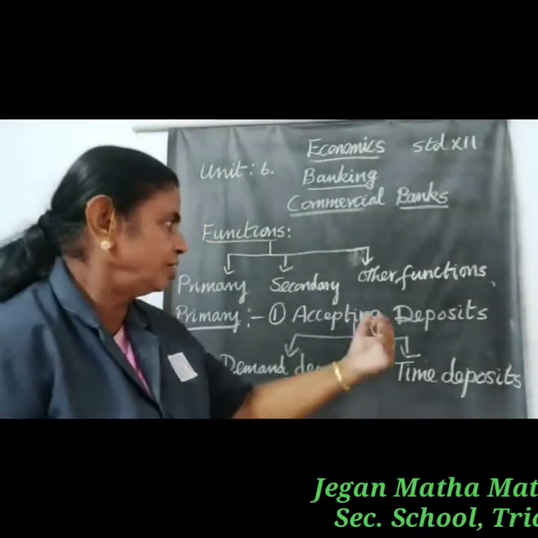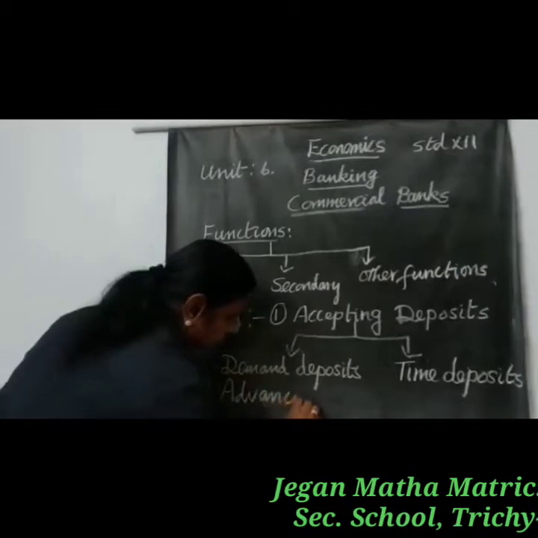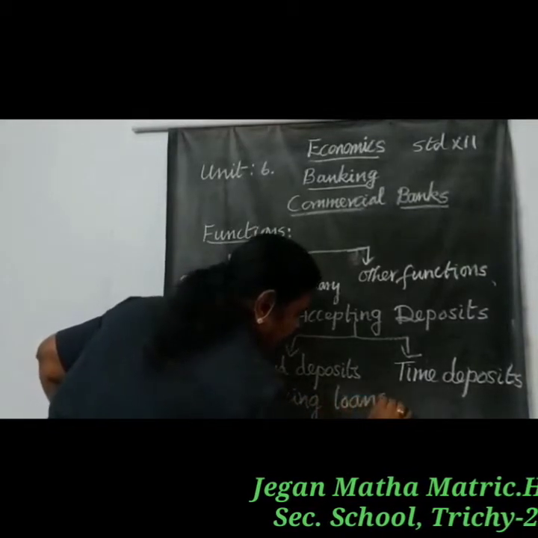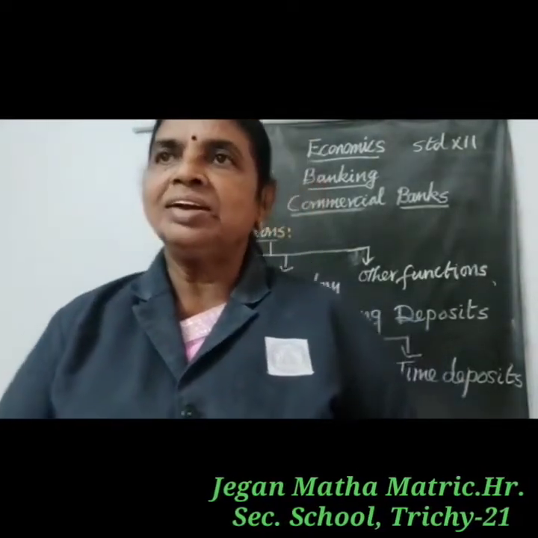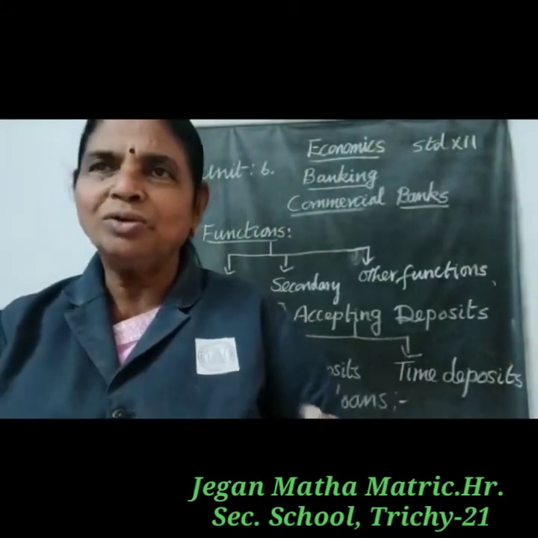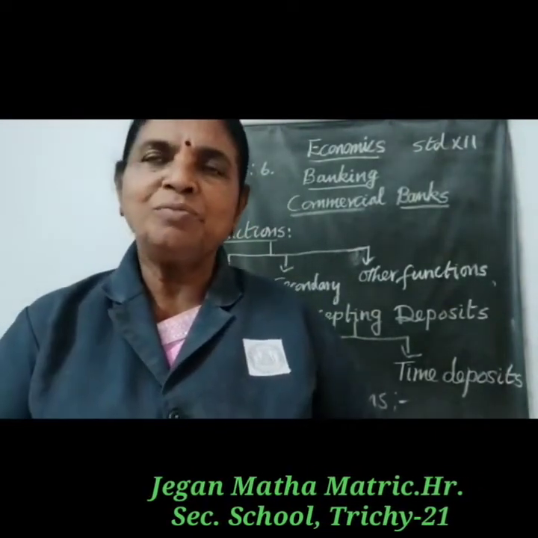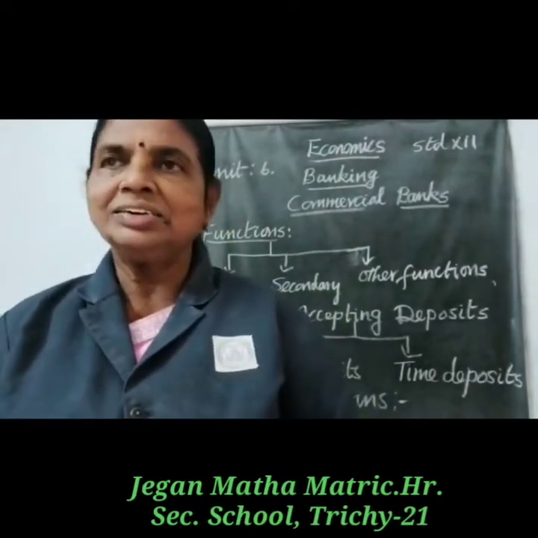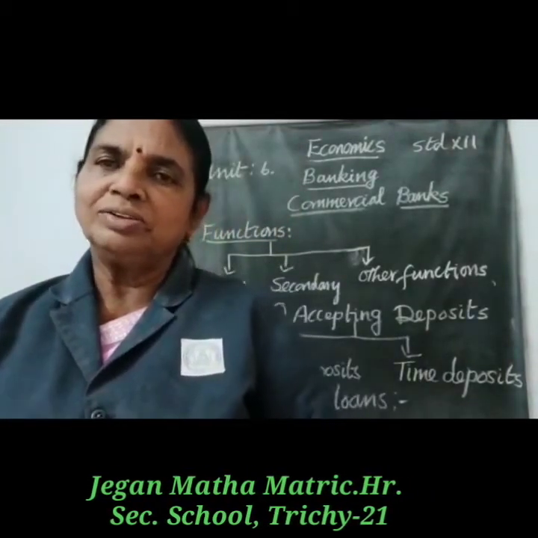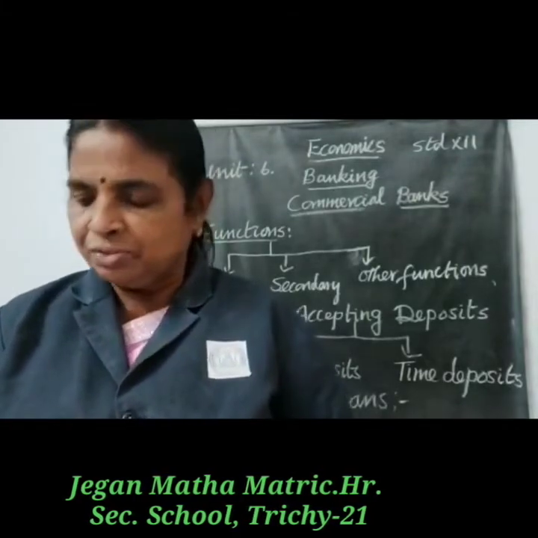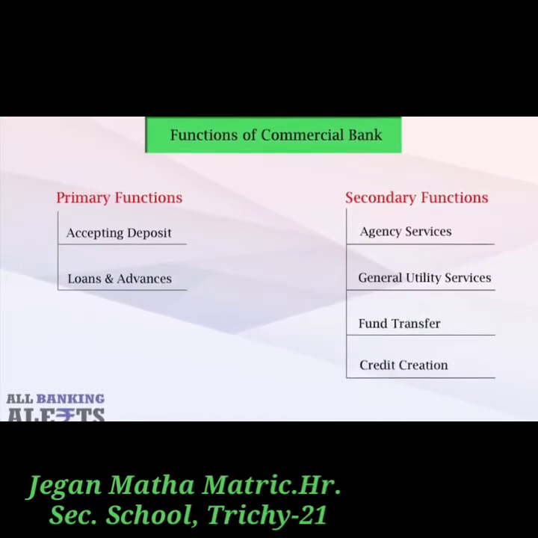And then we have the second, advancing loans. After receiving these deposits, the bank does not keep them itself. It grants loans to individuals and business people. Commercial banks grant loans in the form of overdraft, cash credit, and discounting bills of exchange. They distribute this money for interest. So these are what we call the primary functions of commercial banks.